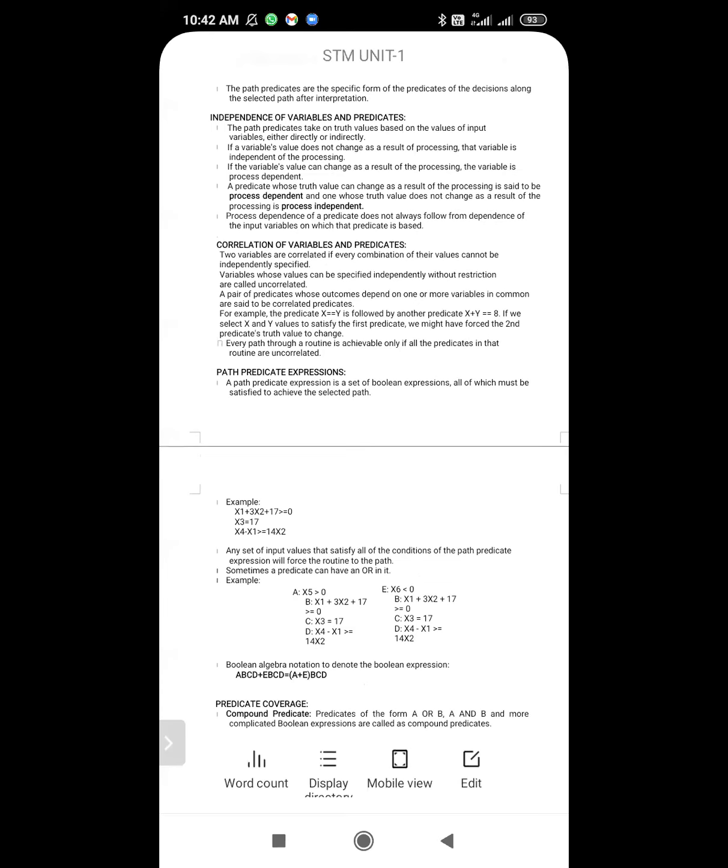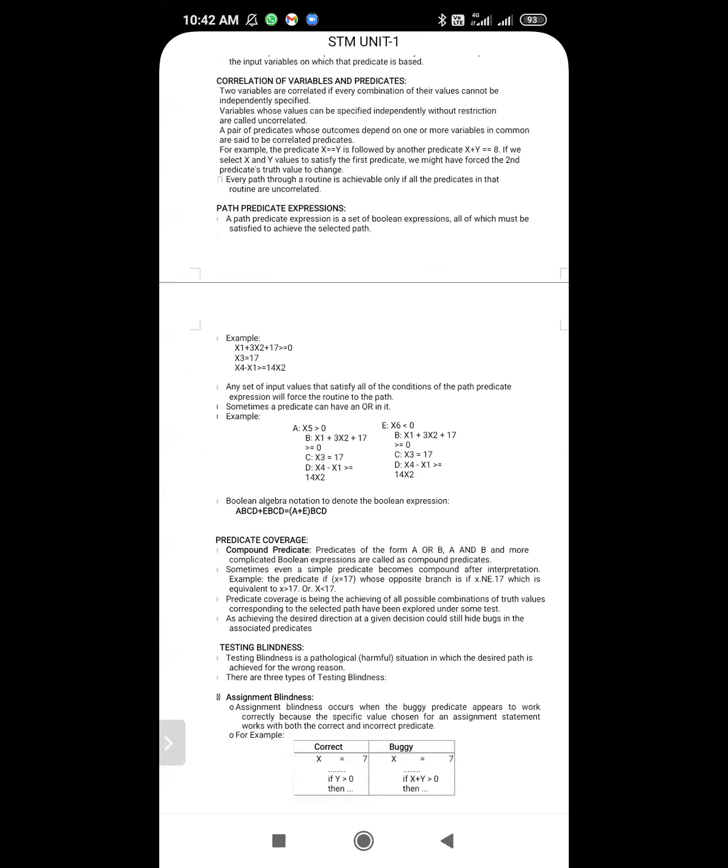Next one, correlation of variables and predicates. Here the correlation of variables and predicates consists of two variable correlations. For example, here the predicate is x double equal to y, or another predicate x plus y double equal to 8. Here x and y values satisfy the first prediction. Okay, what is the first prediction? x double equal to y. If the first prediction is true or satisfied, then we may not have to focus on the second prediction, either it's true or false.